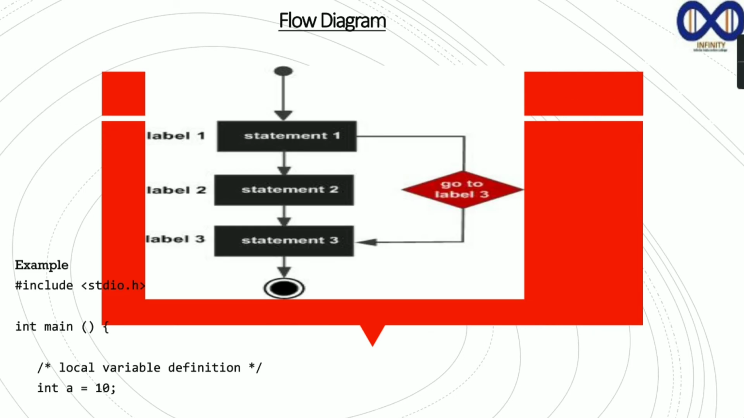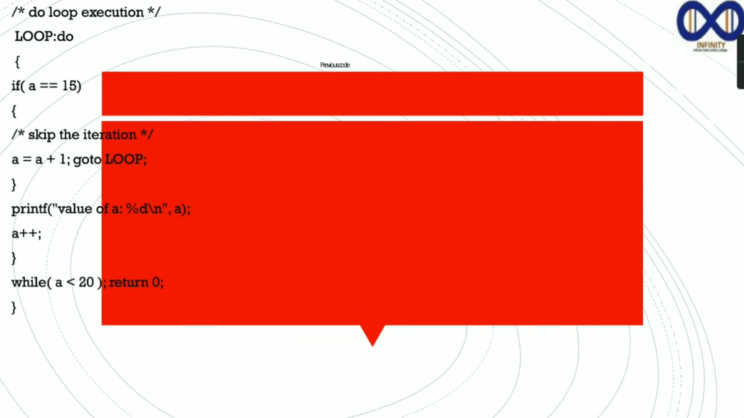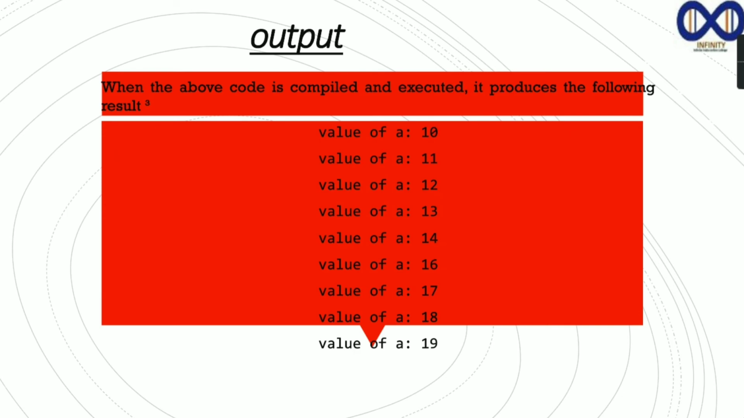So this is the flow diagram. You can see label 1, label 2, label 3 are given. With the goto statement given here, it will not execute label 2, it will directly jump to label 3 and end the program. So this is the example program, so you can execute this. Okay, so here this is the output. When the above code is compiled and executed, it produces the following results.